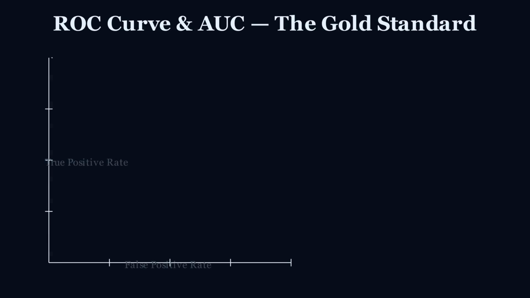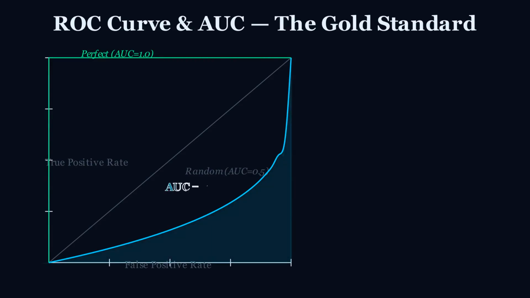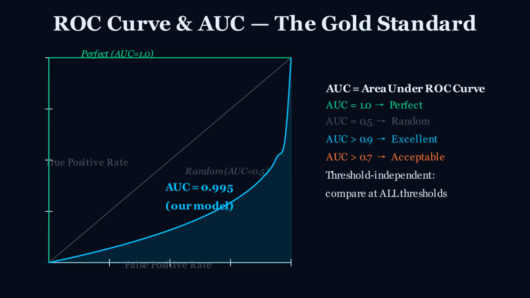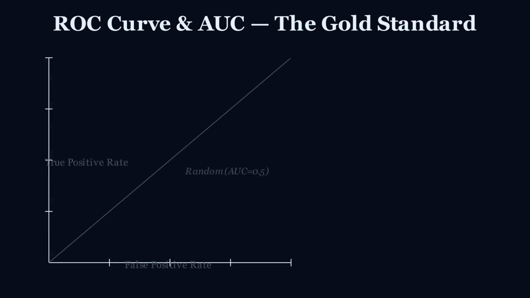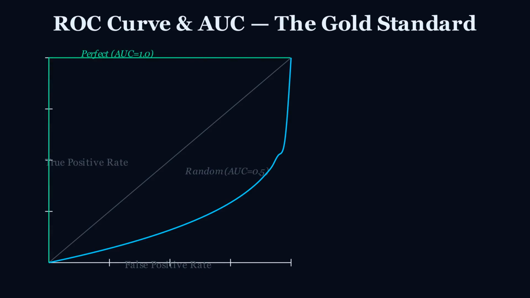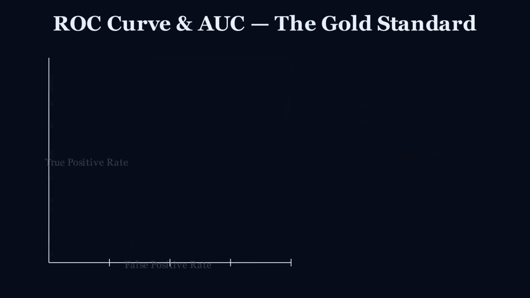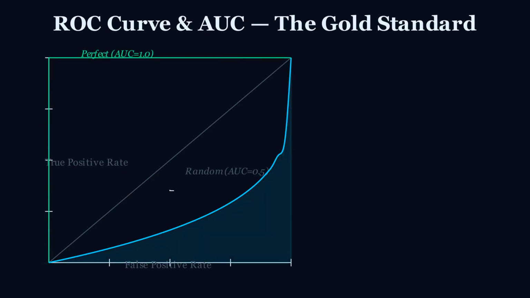The diagonal line represents a random classifier. AUC equals 0.5. A perfect classifier hugs the top left corner. AUC equals 1.0. Our logistic regression model achieves AUC of 0.98 on the breast cancer dataset. This means, across all possible decision thresholds, our model nearly perfectly separates the 2 classes. AUC is threshold independent. It measures the fundamental discriminative power of the model. Use it to compare classifiers regardless of the operating threshold.